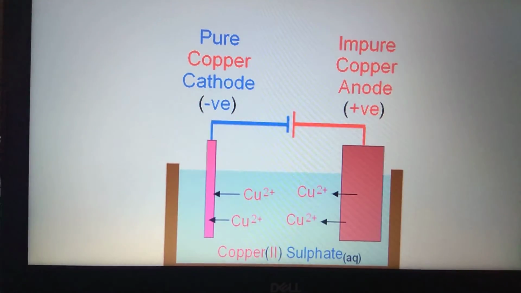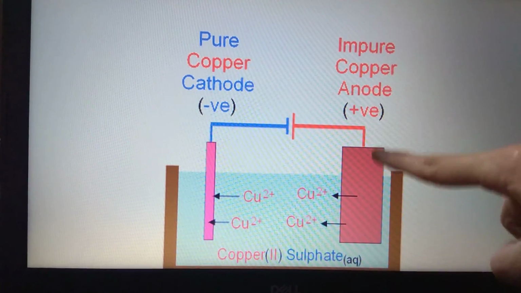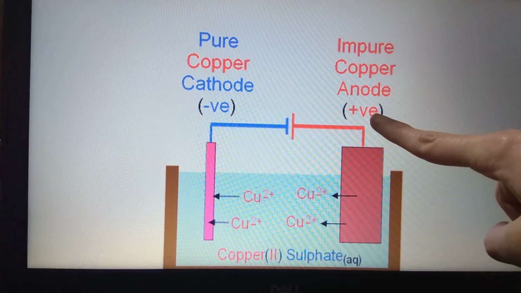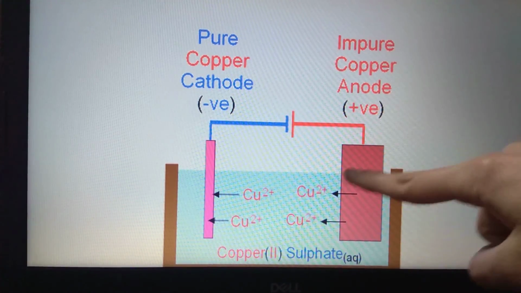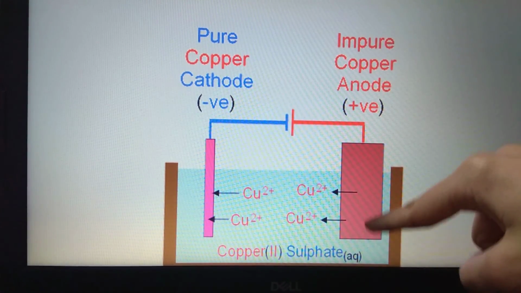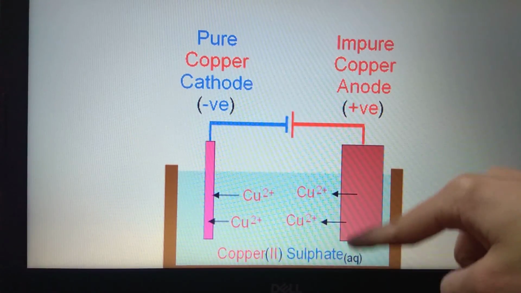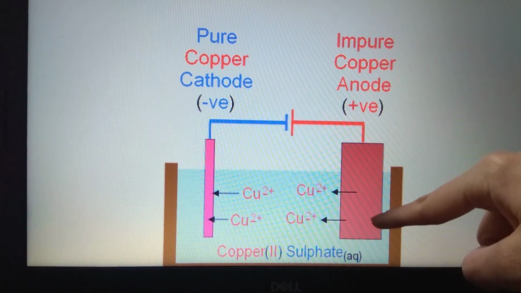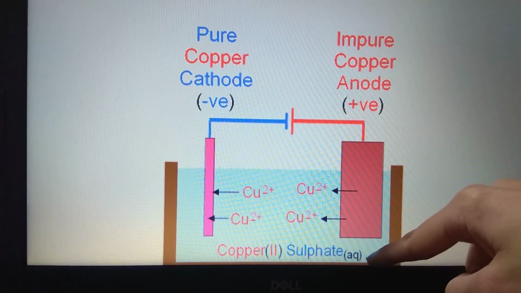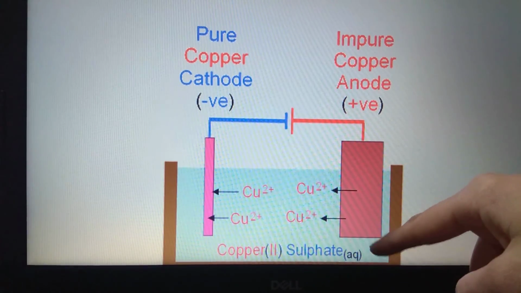Okay, this picture also shows the cell. Here we have impure copper, the anode, the positive electrode. The Cu2+ will be dissolved in the solution. The others will be a sludge, and will fall down, like Ag, Au, and platinum, to the bottom of the cell and will be collected afterwards.